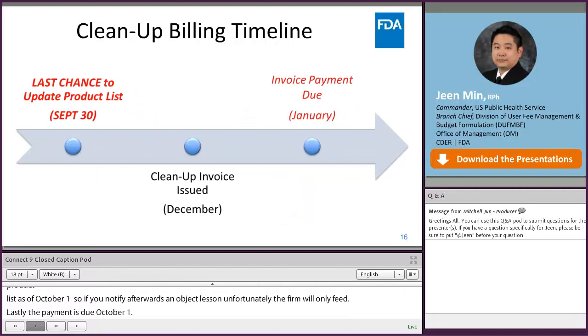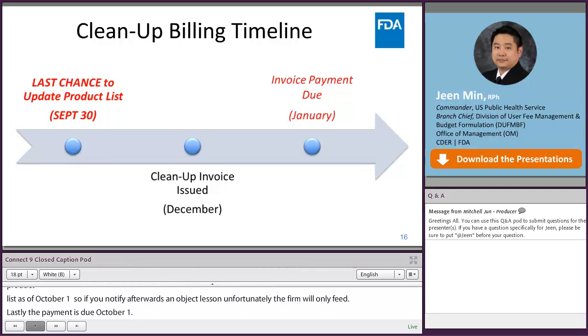This is a timeline for the cleanup billing cycle. It's much shorter. It does not have a Dear Colleague letter. Hopefully, you already received a Dear Colleague beforehand, and anything that is not mentioned during that time will have to be sent in the cleanups invoice.